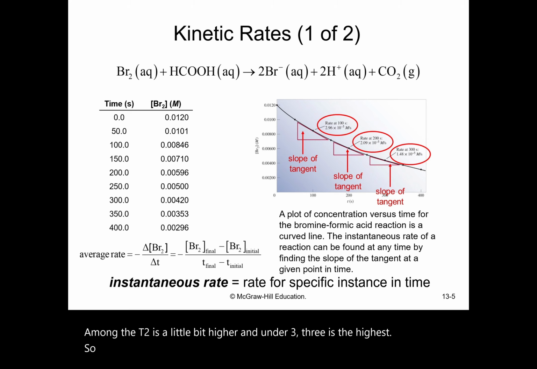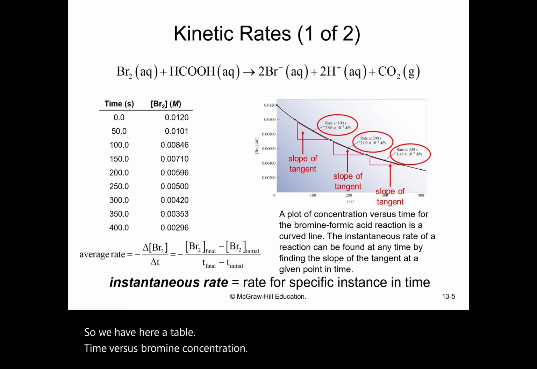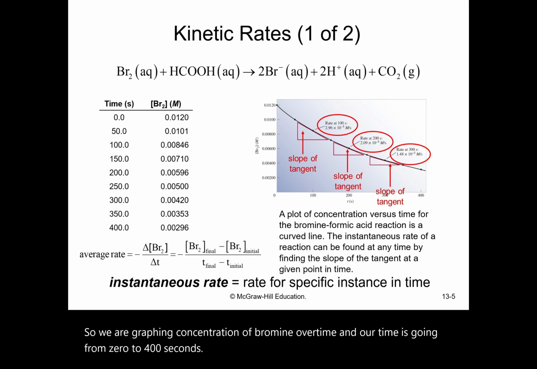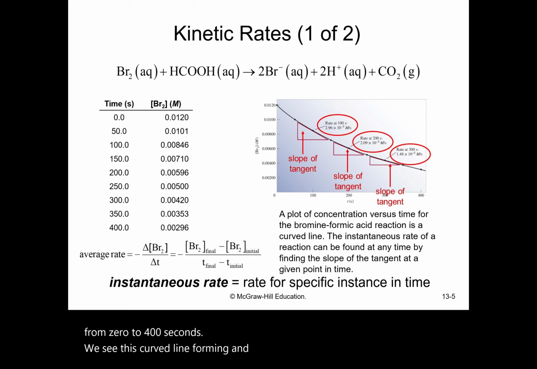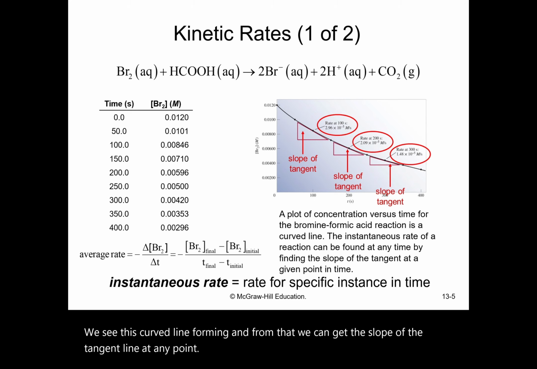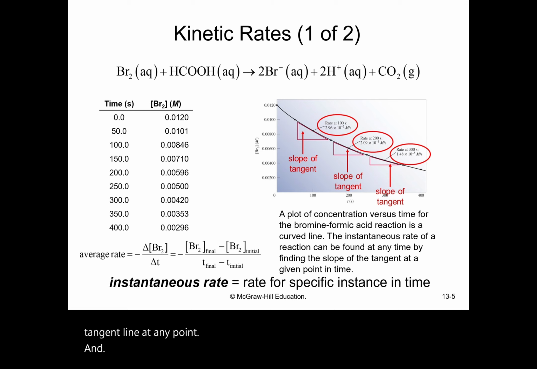So we have here a table, time versus bromine concentration, that is graphed. From this graph we see that we are graphing the concentration of bromine over time, and our time is going from 0 to 400 seconds. We see this curved line forming, and from that we can get the slope of the tangent line at any point, and with the slope we can find the reaction rate.